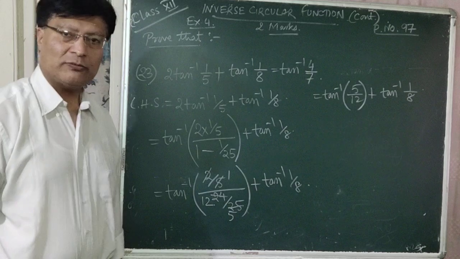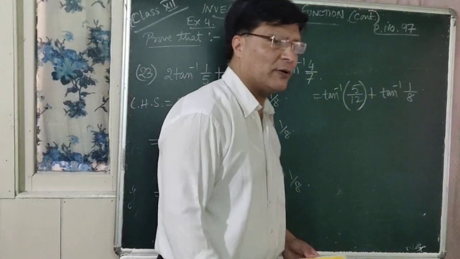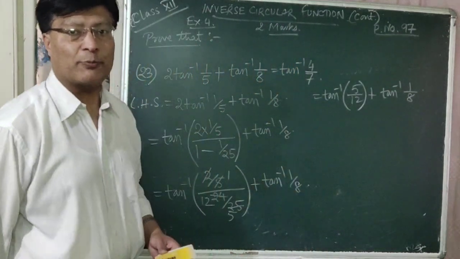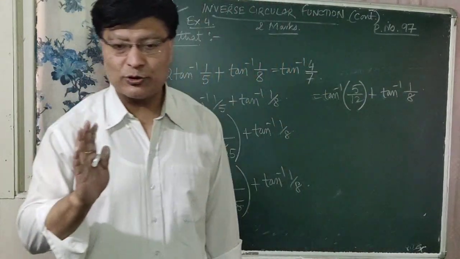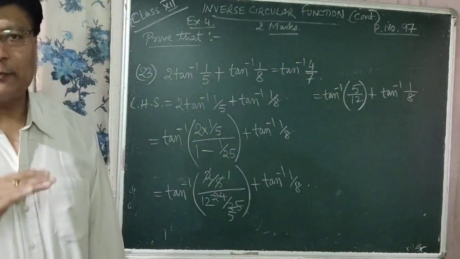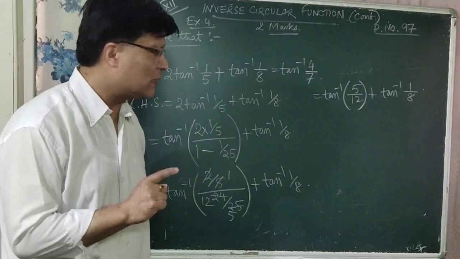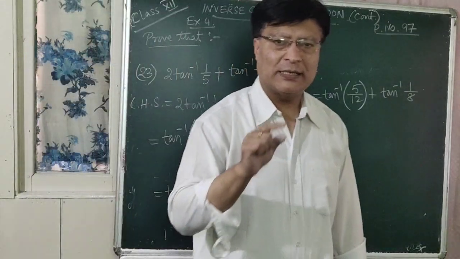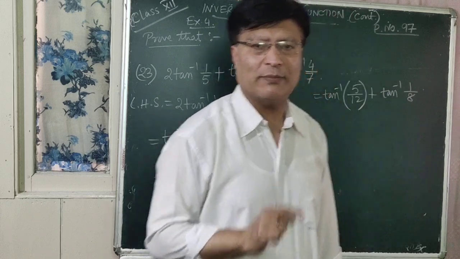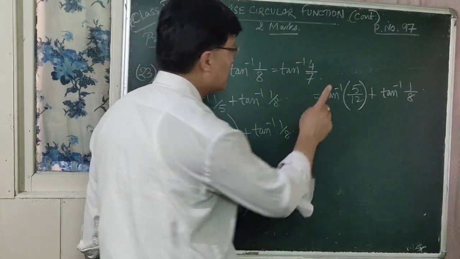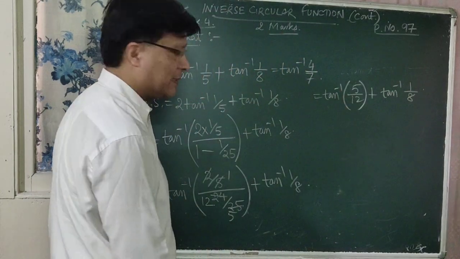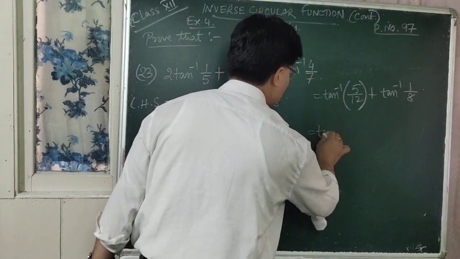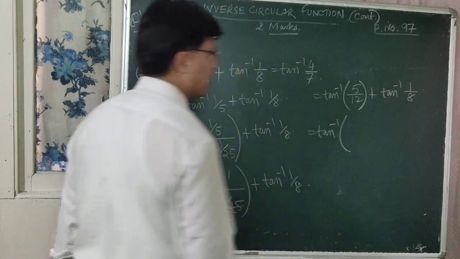Is it understood now? So now you can use the same formula that we have done in the previous problem. That is tan inverse x plus tan inverse y. Now you should know the formula. Tan inverse x plus tan inverse y is equal to what? Tan inverse within bracket x plus y upon 1 minus xy. Okay? So here x is 5 by 12 and what is y? 1 by 8. Right? So is equal to tan inverse within bracket.